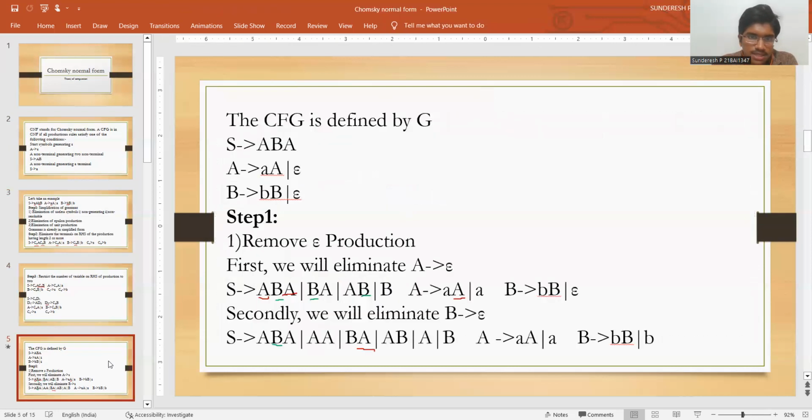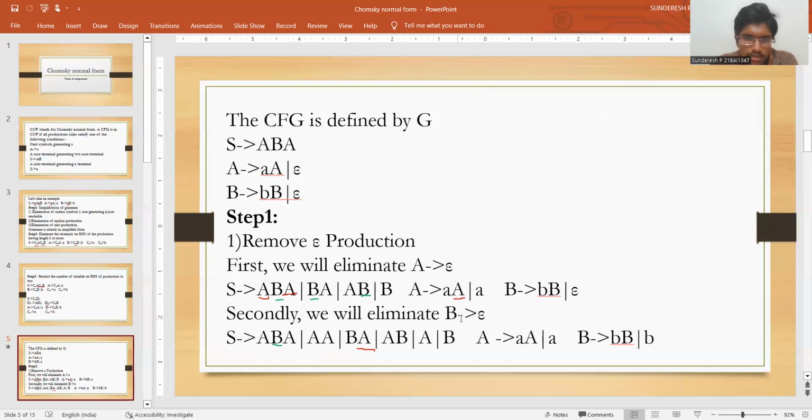Now we'll take a CFG with an epsilon production. Step one will be the removal of the epsilon production. Firstly, we will eliminate A tends to epsilon. In this question, we have to write all these productions here as this. And now we substitute epsilon here to get BA, and epsilon on the back we get AB. If we substitute epsilon in the front and back, we get B. If we substitute epsilon here, we get A, and we write B as it is.